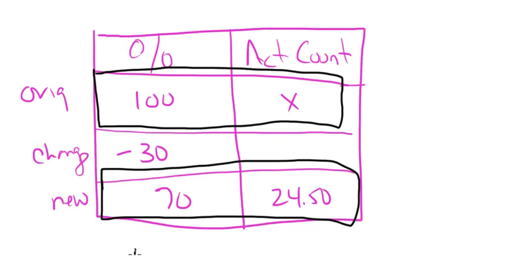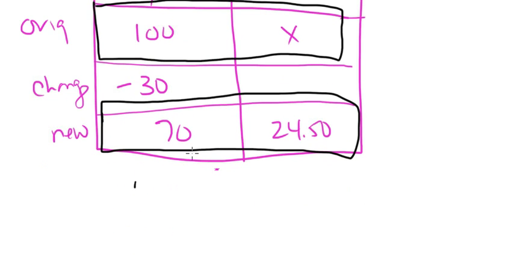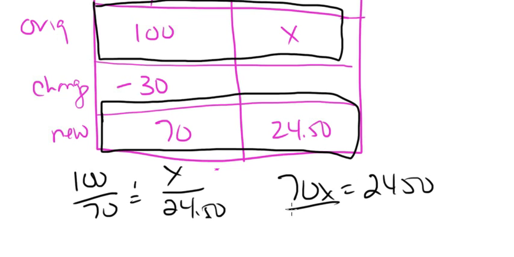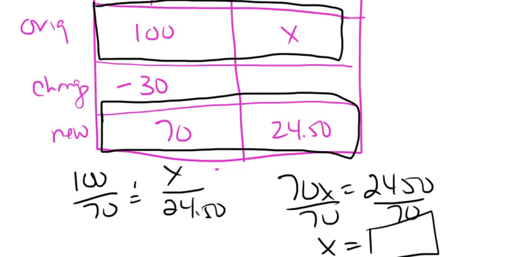All right, so we take, let me scroll this up here. We take 100 over 70 equals x over 24.50. And, of course, we're going to have 70x equals what? What's 24.50 times 100? Well, we're not multiplying it. We got to multiply 100 times 24.50. 2,450, right? And then we divide both sides by 70. That's going to give us x equals, and then whatever that number is, and we're out of time.